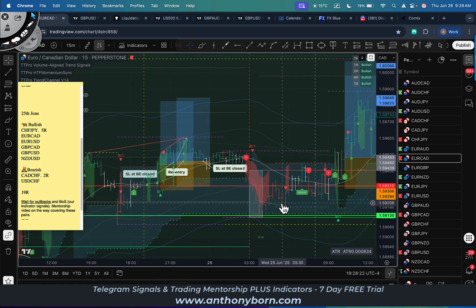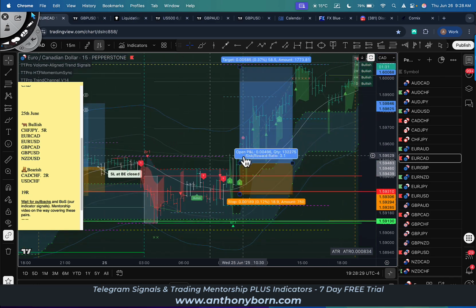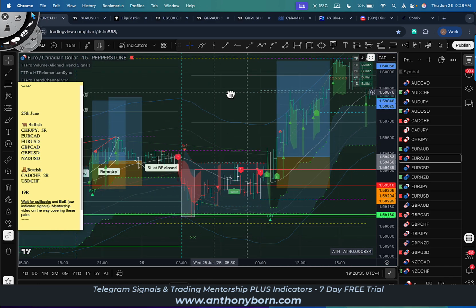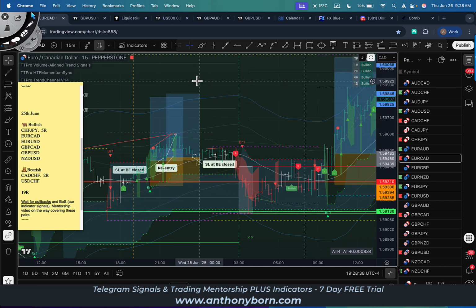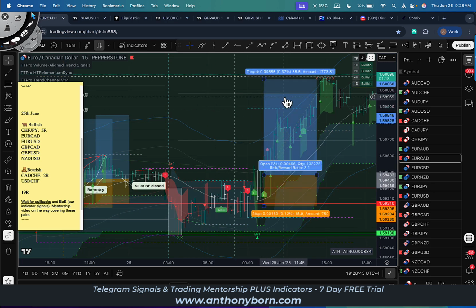Nice pullback. Both of these trades, my stop loss was moved to break even. I like to do that because I'm really wanting price to move away and continue. If it pulls back, I'm more or less okay to let it go. So they got taken out, but then we gained 3R at the New York session.